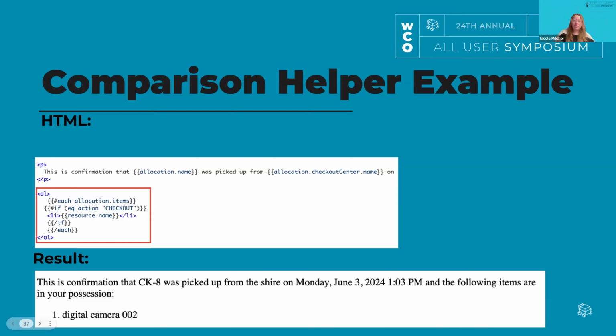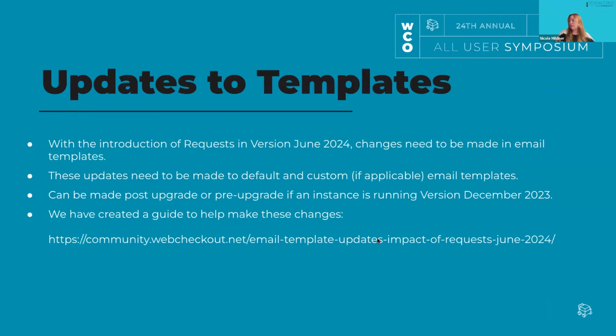Actually, this example used here with the equals comparison helper in particular is going to come in handy for some updates to custom email templates in the June 2024 release. With the introduction of request in version June 2024, which I'm sure many of you are excited about, changes will need to be made to custom email templates. If any of you use the default email templates, you do not have to worry. This is only for those using the custom email templates.